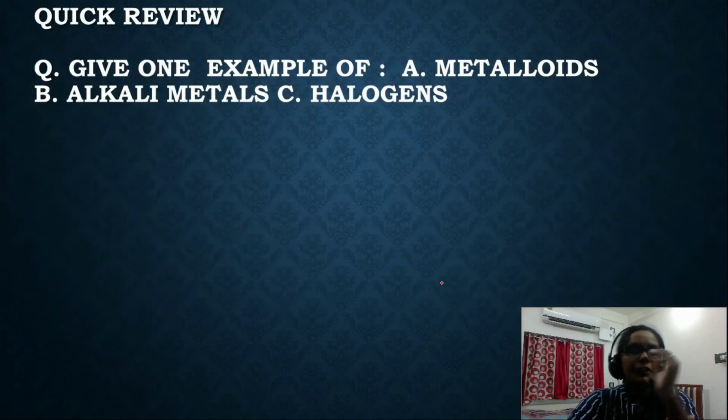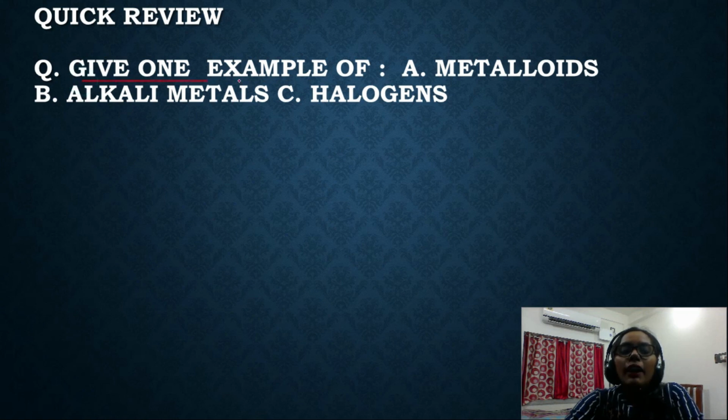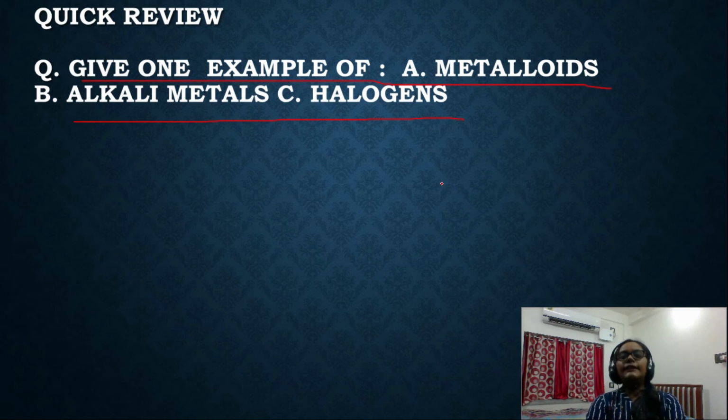Now the next question is: give one example of metalloids, alkali metals and halogens. This is a question based on the previous class. You already know about Mendeleev's periodic table, the modern periodic table, the rows and periods. Now you have to answer this question. This is just a quick review, so I can see whether you have understood everything or not. Then according to that, I will repeat the chapter.